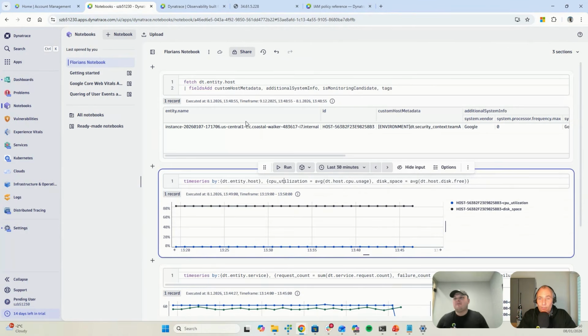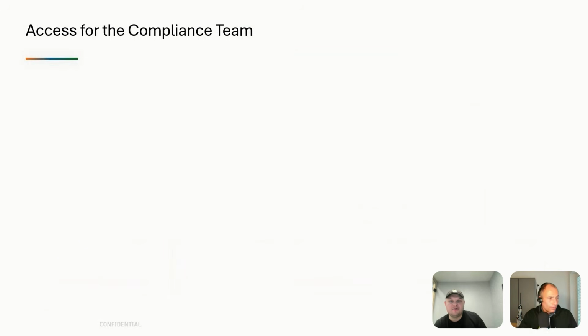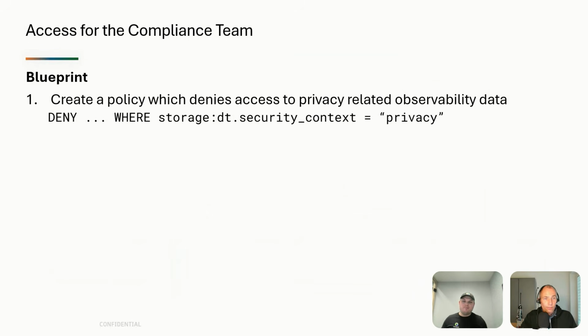Okay, I think we have achieved access to our developer team, we have achieved access to our business team, and we have achieved access to our admin team. Of course, this is now ClickOps. In an enterprise with thousands of teams, you would not do that like that, but this is what the other session will be about. What I want to do now is switch back to the presentation and also show you how you would do this with the compliance team. So it's a bit of a blueprint.